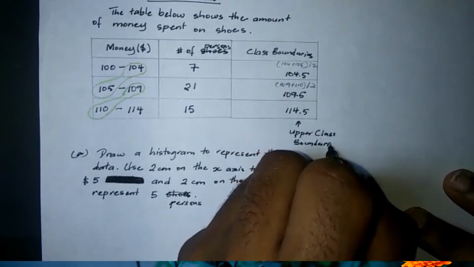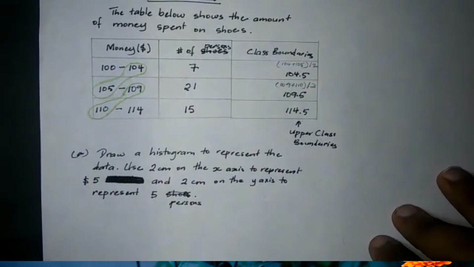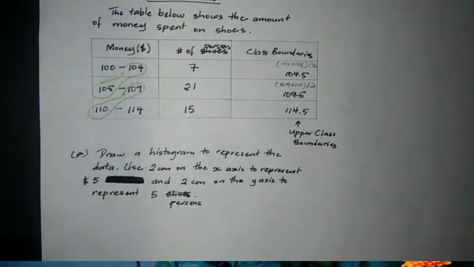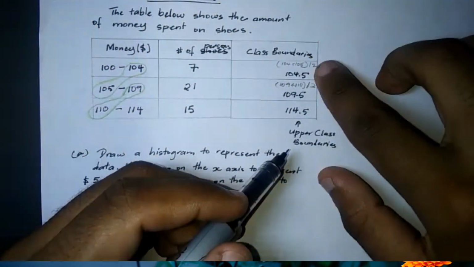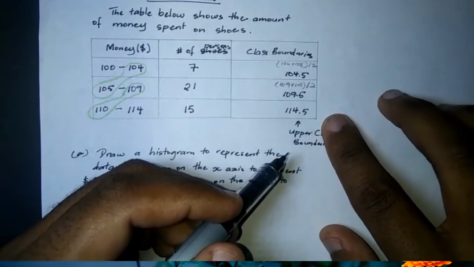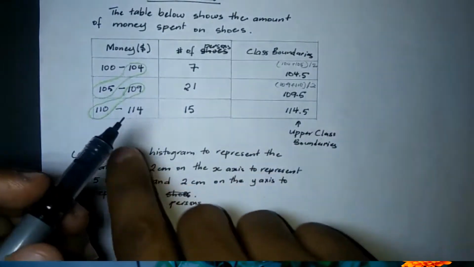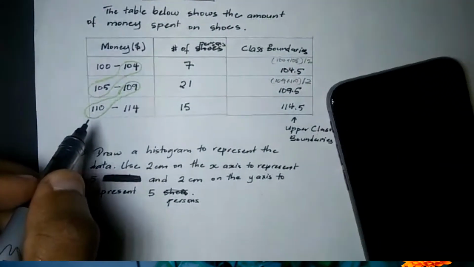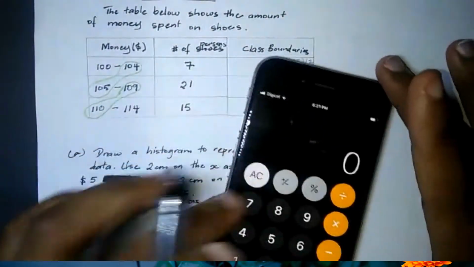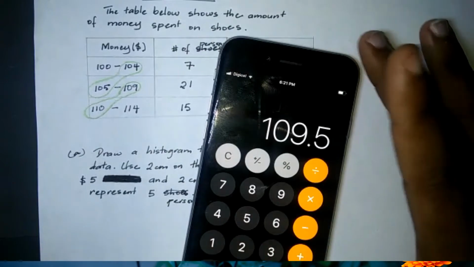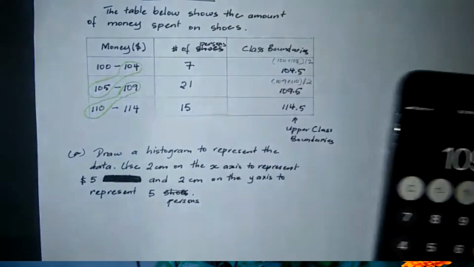What do you think you have to do to get your lower class boundaries? Good question. Now look. To get the upper class boundaries, we added 0.5. Now it's going to be the opposite to get the lower class boundaries. We need to subtract 0.5. So here we have 110. If I have 110 and I'm going to take away 0.5 from it, I'm going to get 109.5.